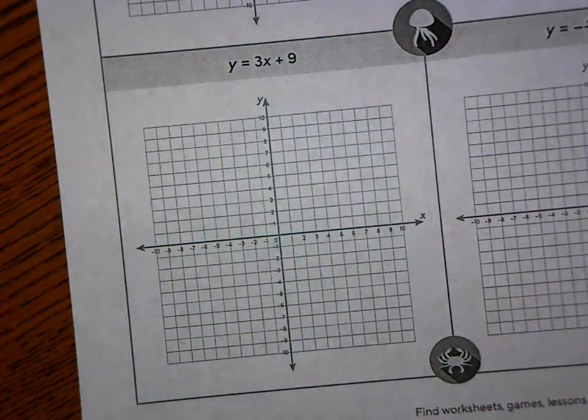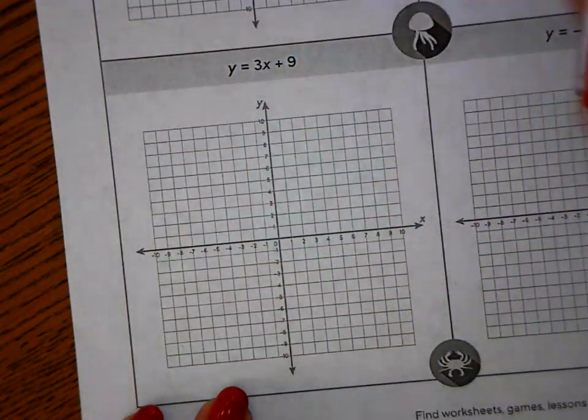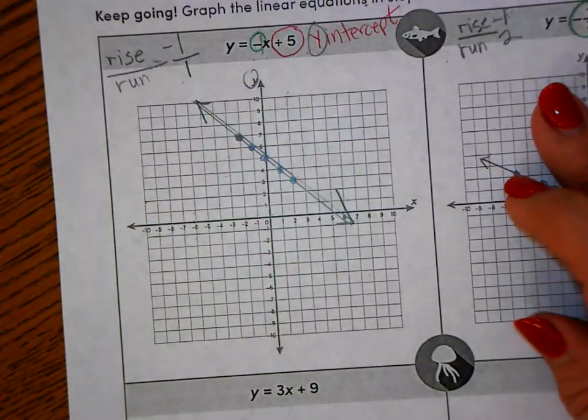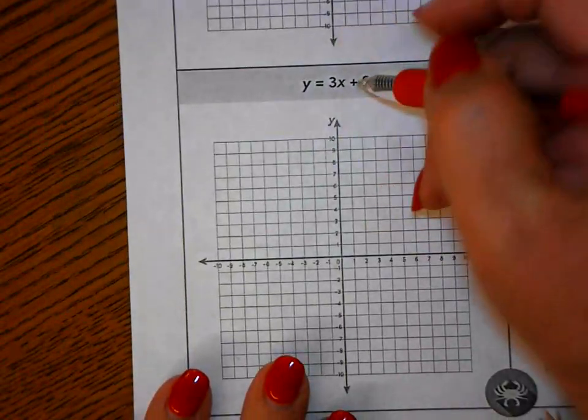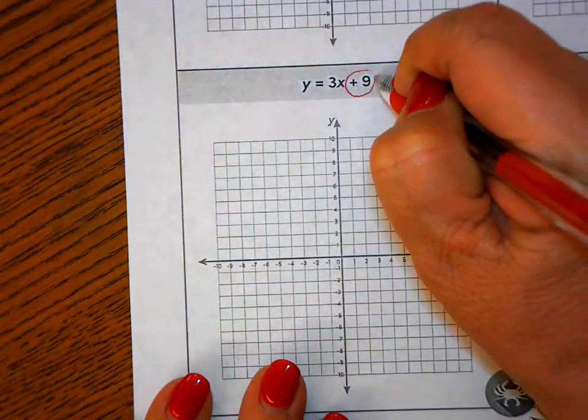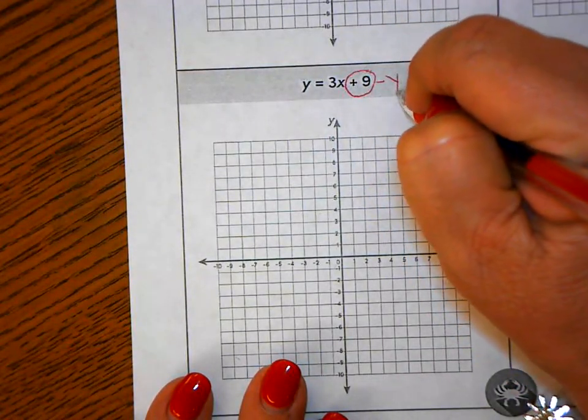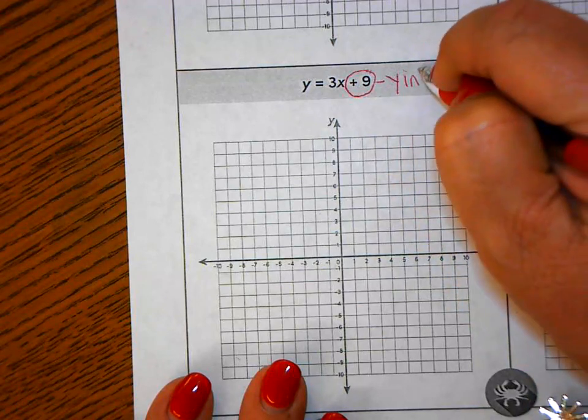because, again, remember that if you're wanting to move up and down, you need to change whether it's positive or negative. So I am circling the positive 9. This is my y-intercept.